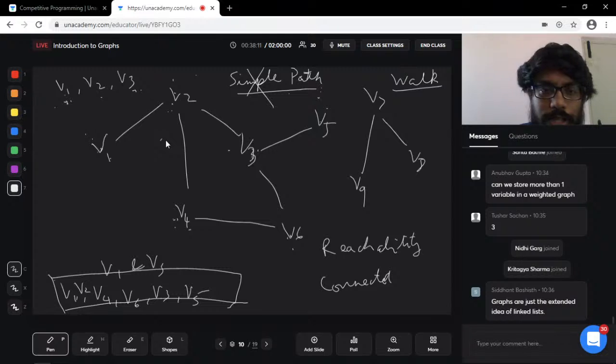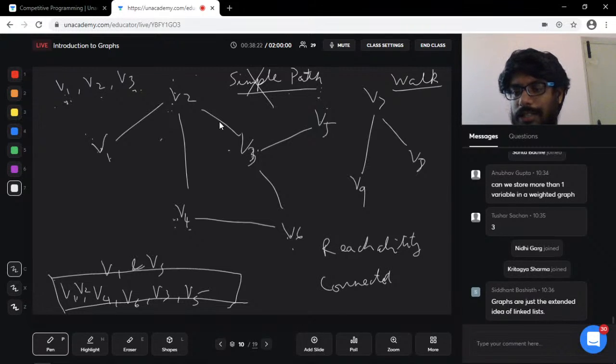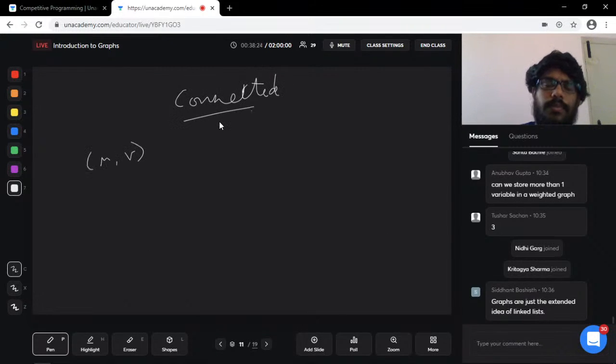Maybe before that I should talk about one more thing. The concept of path and walk will be exactly the same even in a directed graph, except now you have to follow the edge in that particular direction. I can't go in the opposite direction. That's the only thing.